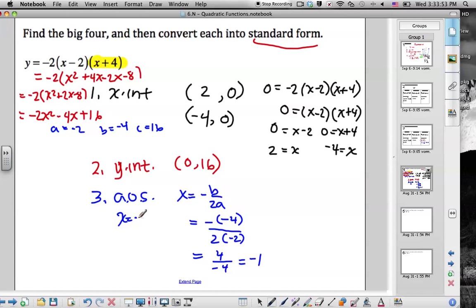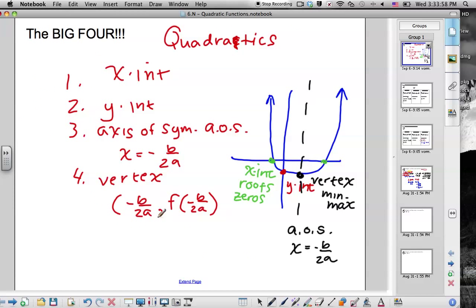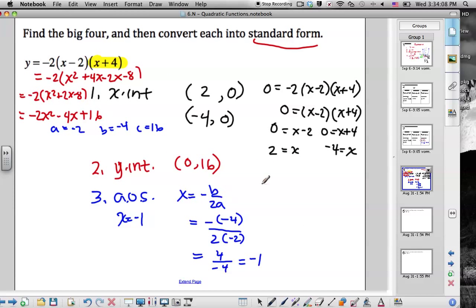And now how do we find the vertex from that? If we look back to our first slide, we know that our vertex has an x value of -b over 2a, so then we just do f of -b over 2a. So using our equation, which one should we use? Doesn't matter, not really. So if we know x is -1, I'm going to pick this one because I think it's easier: -2 times -1 minus 2, -1 plus 4.